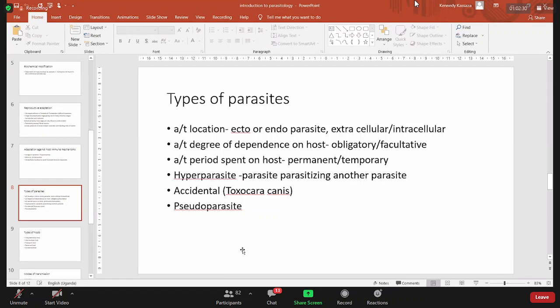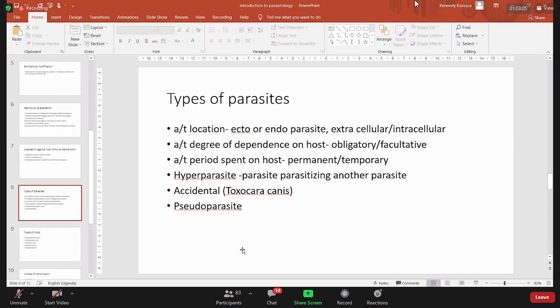Then we have those that are known as hyperparasites. This is where a parasite parasitizes another parasite. Probably here we can only give an example among the viruses which parasitize bacteria, and these we refer to as bacteriophages, and there is no suitable example in parasitology.